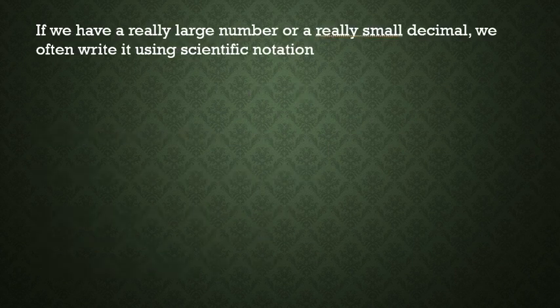So now here's where the scientific notation actually comes in. If we have a really, really large number or a really, really small decimal, we often write these things using scientific notation, simply because it's just not as easy to write out all of the digits that are involved in either the very large number or the very small decimal.